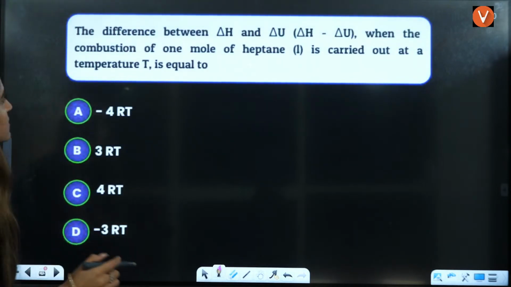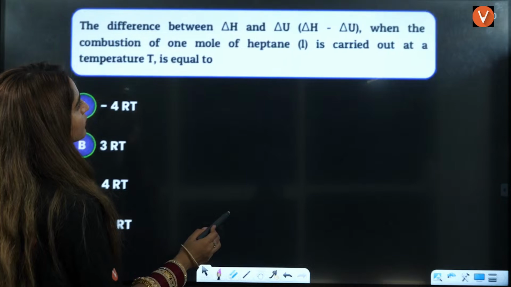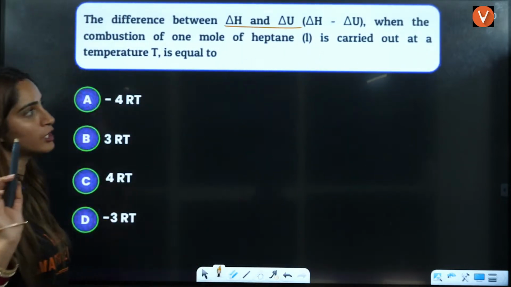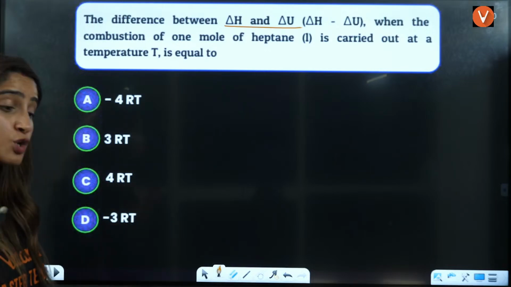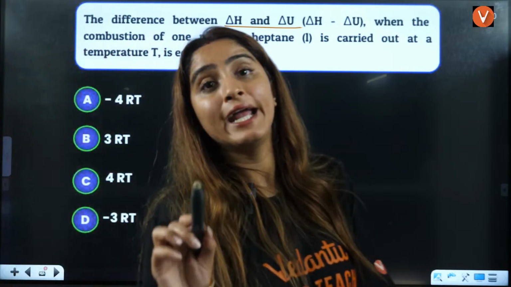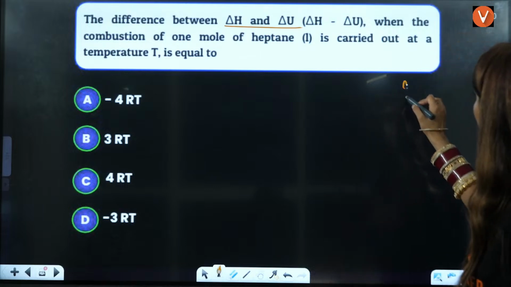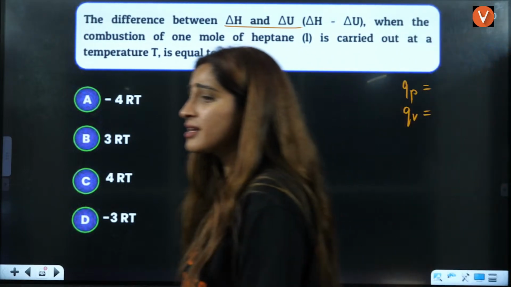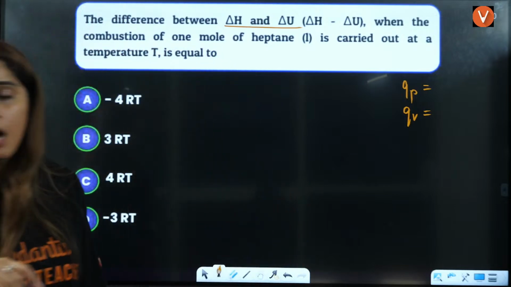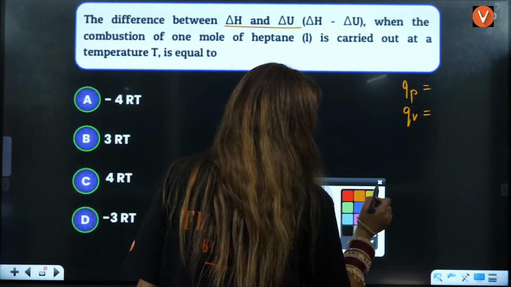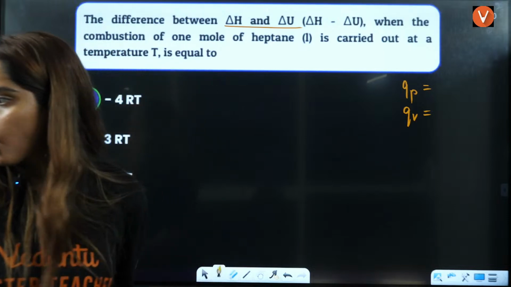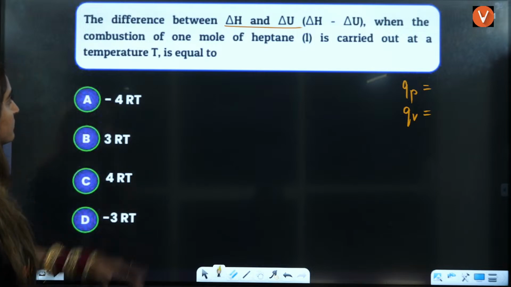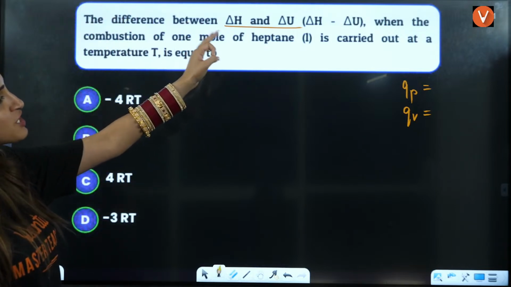Okay? Next is the difference between, now they are saying the difference between delta H and delta U. They can also ask you the difference between heat. Achha, tell me what is the value of QP, what is the value of QV? Let us see how many of you actually remember this. What is the value of QP? What is the value of QV? I want to see that in the comment section. Difference between delta H and delta U.